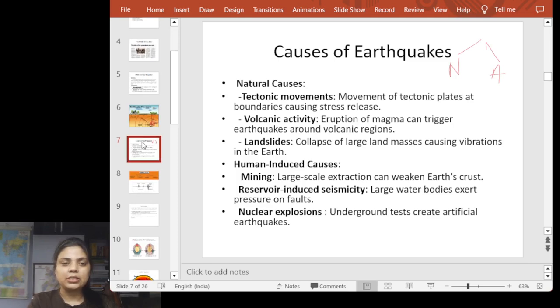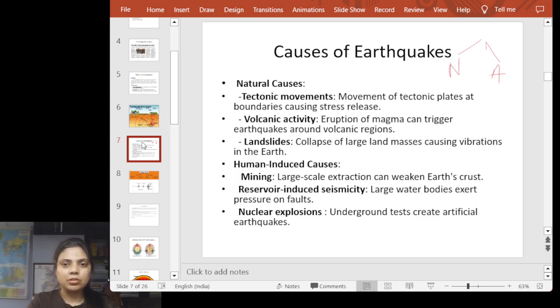The next subtopic we are going to cover is the cause of earthquakes, and there are two causes: natural and man-made, that is, anthropogenic. Natural causes we can further subdivide into tectonic movement. There are 7 major plates on the earth's surface and their movement has a connection with earthquakes. When they converge, diverge, or transverse, they create a certain kind of impact, which results in an earthquake.